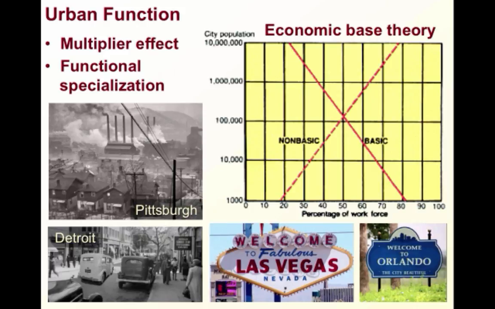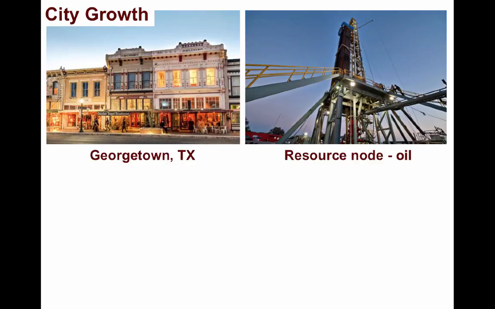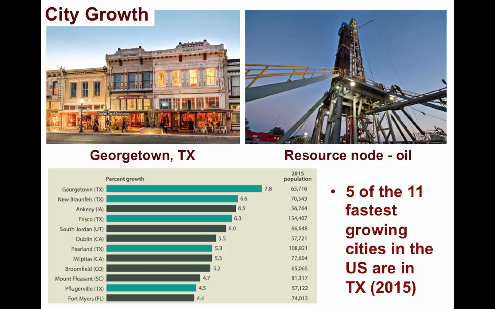Many cities today are close to resource nodes, such as Georgetown, Texas, close to Austin, and one of the fastest growing cities in the entire United States as of 2015. This is due to many factors, including the jobs boom, particularly due to oil and natural gas production, but also due to other factors, such as the relatively low cost of land and homes, plus Texas has no state taxes, and the warmer climate is also a pull. In fact, Texas has 5 of the 11 fastest growing cities in the United States as of 2015.